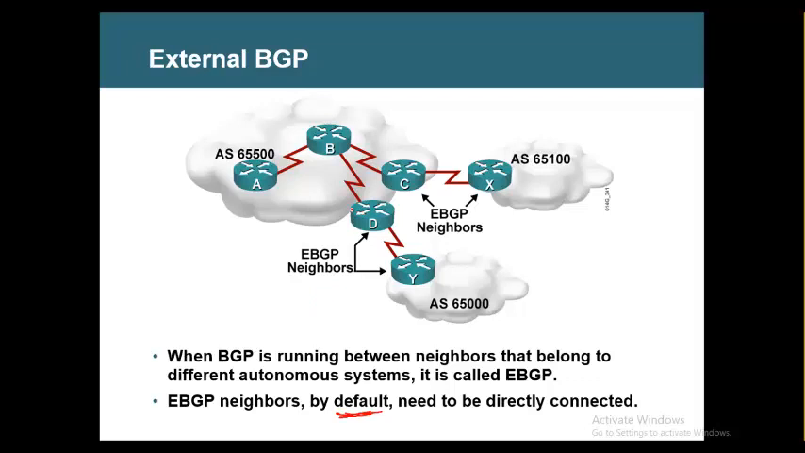Meaning, if I want to form a neighbor with the loopback interface addresses of D and Y, it is not possible by default. You need to use the physical interface address of this interface and this interface. Only then does the neighbor come up. That's what it means here. Between the D and Y loopback addresses, it is not allowed by default because they are not directly connected. But by doing some additional configurations, you can achieve it if necessary.